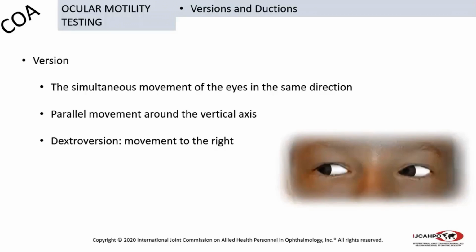Versions. This is the observation of the simultaneous movement of the eyes in the same direction. The eyes move parallel around the vertical axis. Dextroversion refers to movement to the right. Levoversion, movement to the left. Superversion, movement up, and infraversion, movement down.